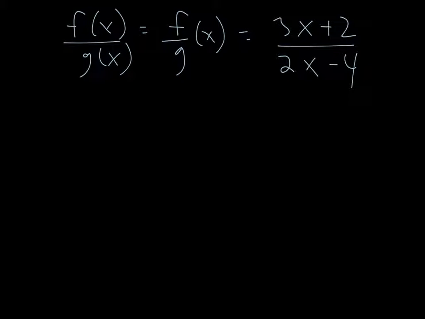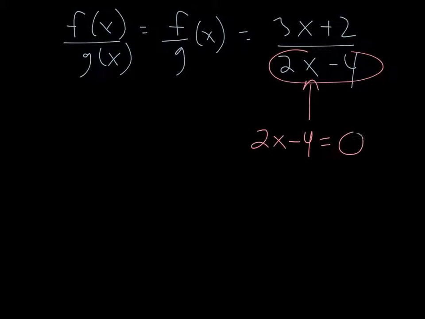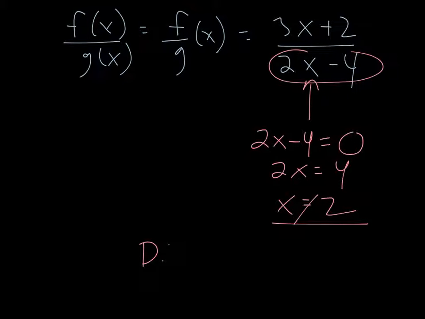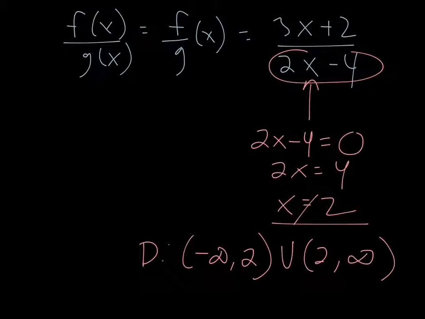However, I do have a domain restriction here. What value of x makes the denominator 0? If we're not sure from looking, I'm just going to set the denominator equal to 0 and solve that equation to know what x can't be. X can't be 2. So in interval notation, my domain for this would be negative infinity to 2. I can't include 2. Union 2 to infinity. So we've just seen all of the function operations and domain restrictions for each operation.